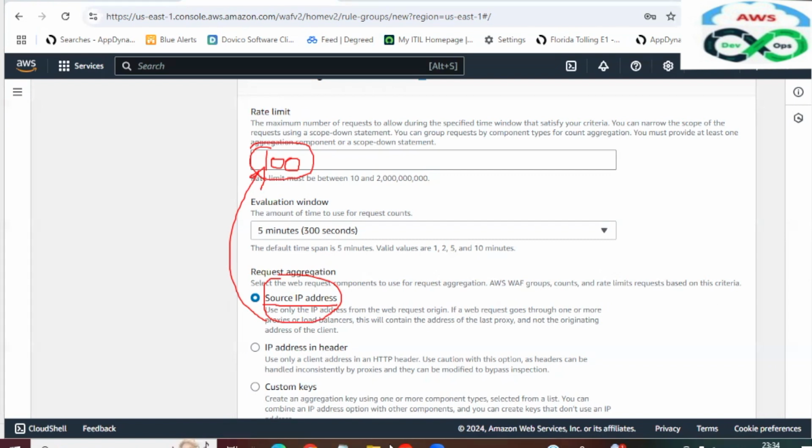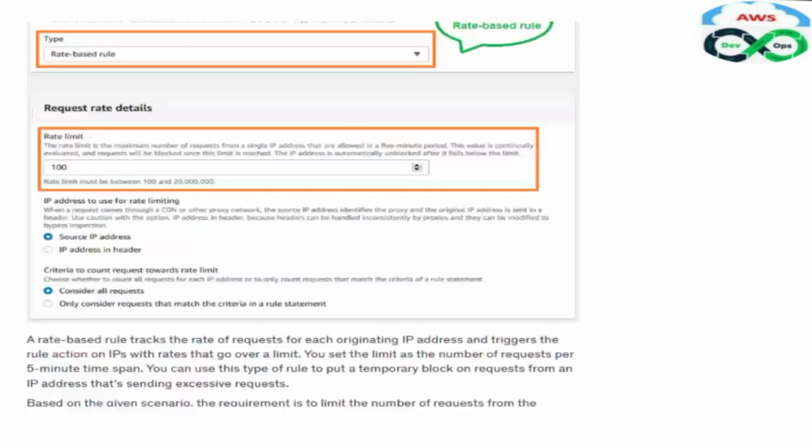Now let us go back to the next question. So you can see here, team, just to summarize again, a rate-based rule tracks the rate of requests for each originating IP address and triggers the rule action on IPs with rates that go over a limit, right? And the default is you can have a 5-minute time span. Okay, now let's move into the next question.